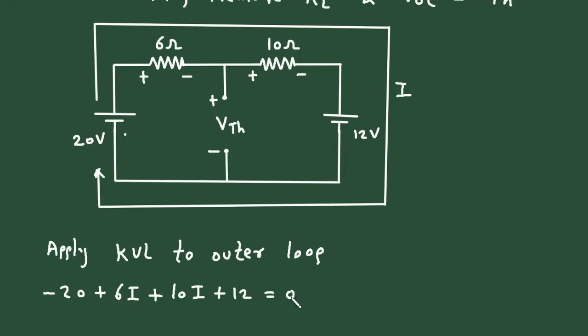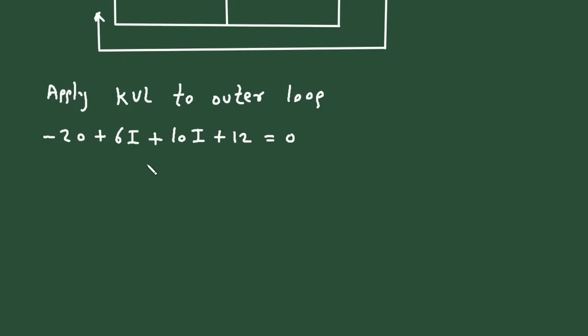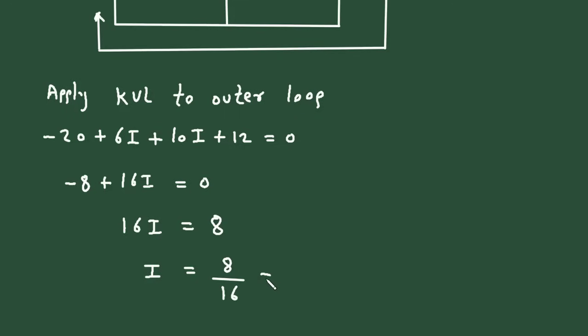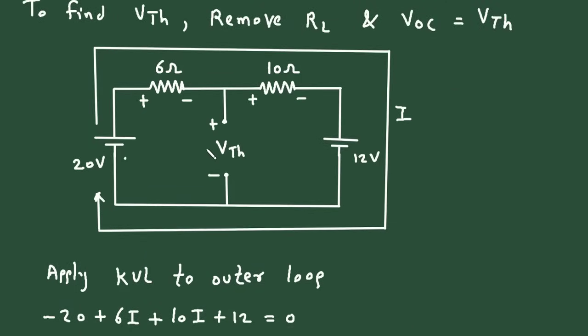So the algebraic sum of all the voltages in a loop is equal to 0. This is called KVL, that is Kirchhoff's voltage law. Now we can find the value of current I from this equation. So it will be this minus 20 and this plus 12. This will be minus 8 and this will be plus 16I is equal to 0. So 16I is equal to 8. So I is equal to 8 by 16. It is equal to 1 by 2, or we can write it is 0.5 ampere. Now we got the value of current I.